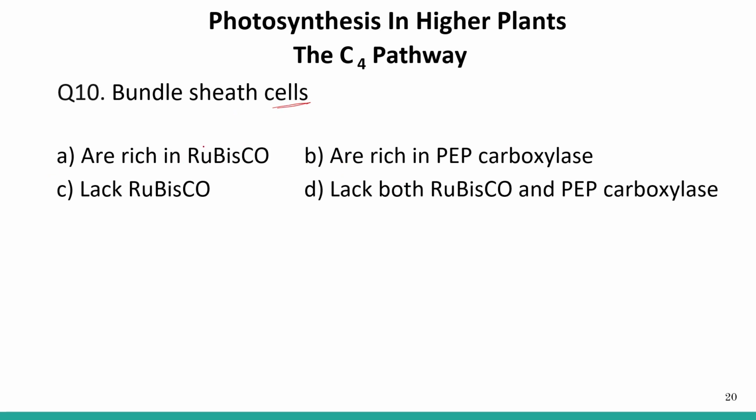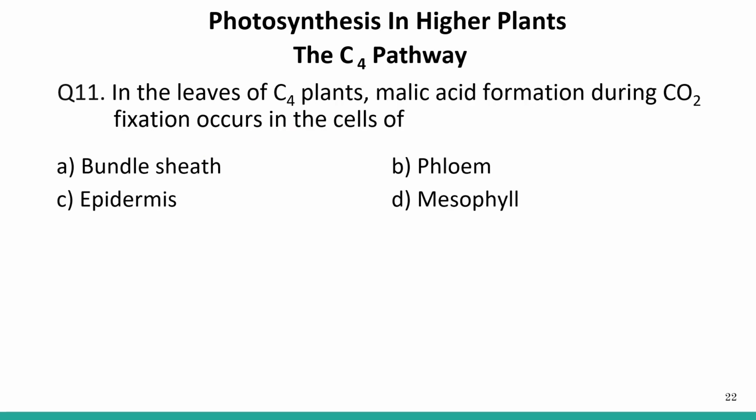They are asking: are rich in Rubisco, are rich in PEP carboxylase, lack Rubisco, or lack both Rubisco and PEP carboxylase. So now we already know that bundle sheath cells contain which enzyme? Rubisco. Okay, which is involved in the C3 cycle. Alright, so this was a very straightforward question.